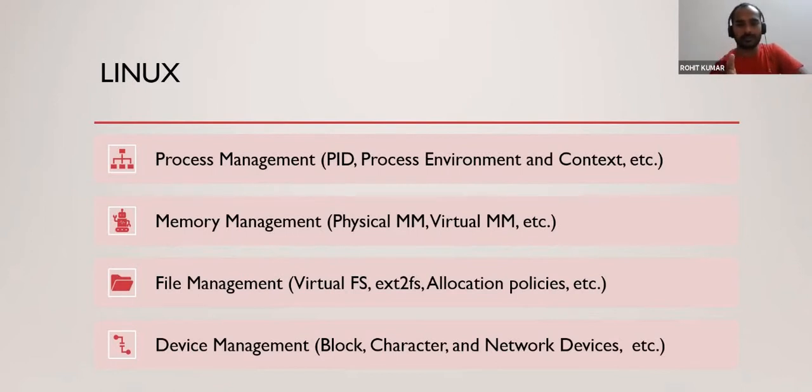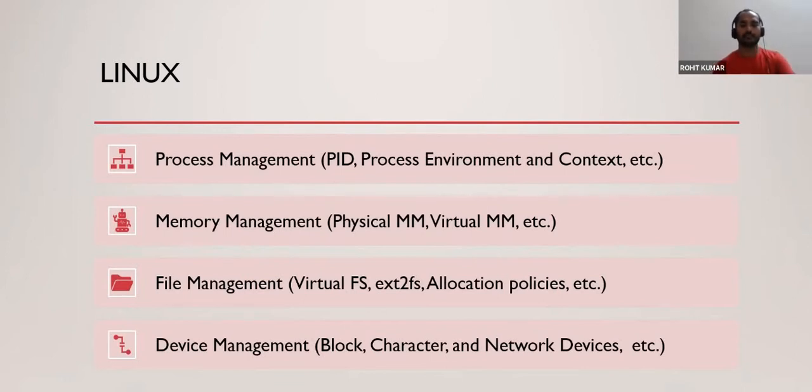Then the particular file system developed specifically for a Linux system is defined in the form of extension. Normally we read it as extension, but it is not extension, it is extended file system 2, in short written ext2fs. In short, we write it like this. Then we have multiple allocation policies, meaning how to allot the memory area to file systems, and what permissions you are supposed to apply on particular files.